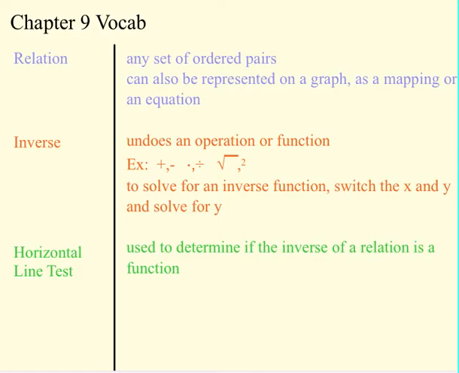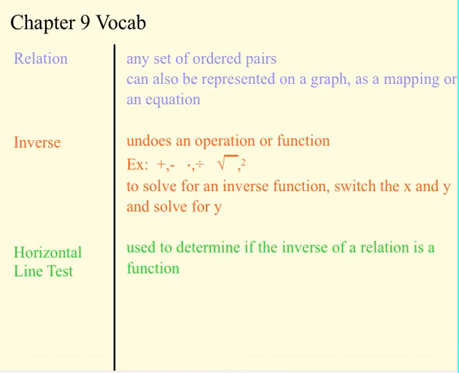Inverse, of course, undoes an operation or a function. Some common examples of inverses: addition and subtraction, multiplication and division, square rooting and squaring. So the process for solving for the inverse of a function is to switch the x and the y and solve for y. We're going to see some basic inverse functions today, and then tomorrow we're going to see some of the more challenging ones.